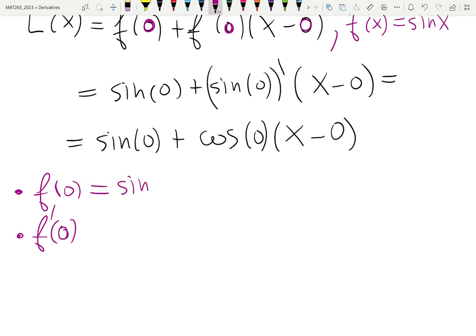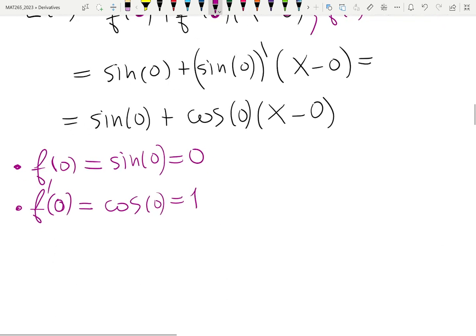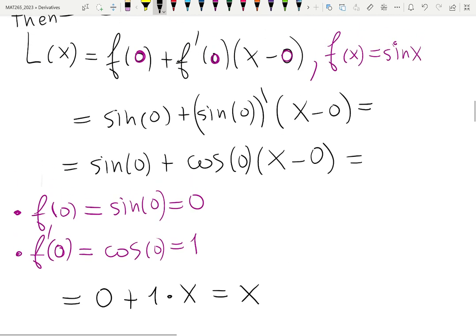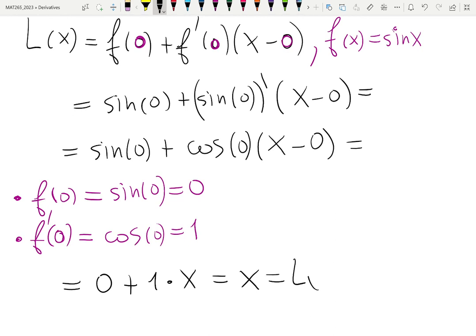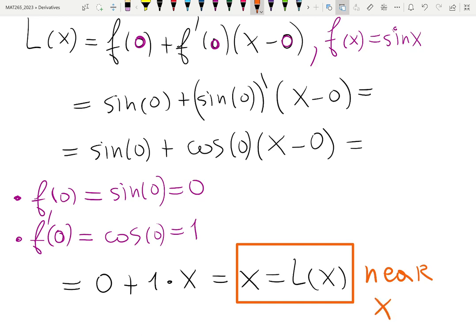f at 0 is sine of 0, which is 0. But the derivative at 0 is cosine of 0, which is 1. So you know that. And now we're going to plug it in. The equal sign becomes 0, cosine of 0 is 1. So it's going to be 0 plus 1 times x. Wow, which is x? What? Are you telling me that L of x is just x? Yes, that's literally what I was telling you at the beginning of the class. The linear approximation for sine around 0, near x equals 0.